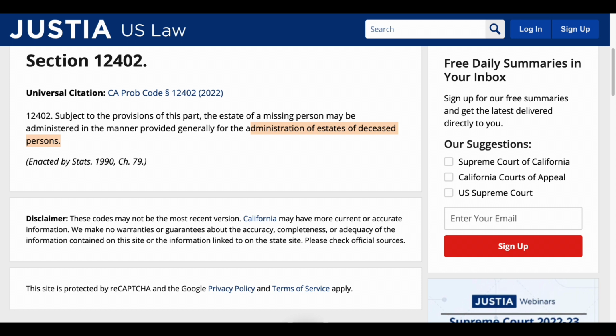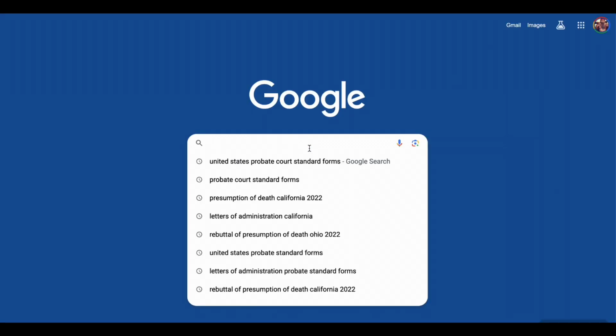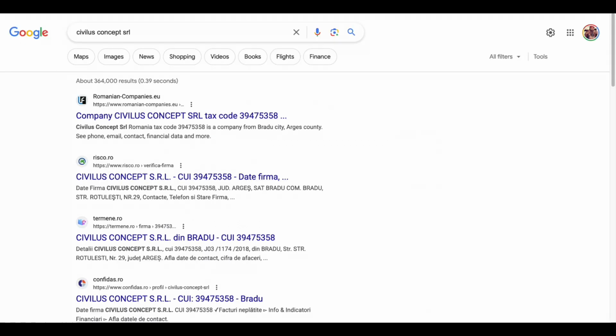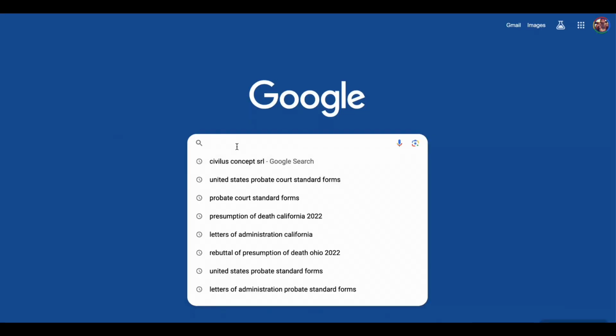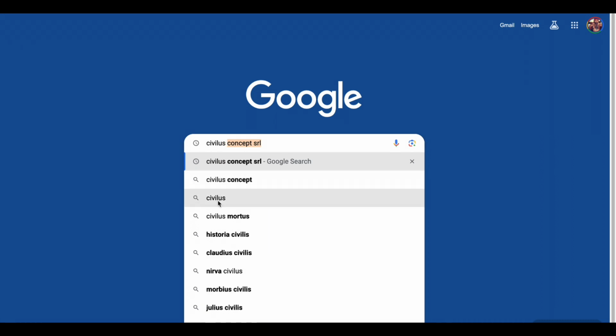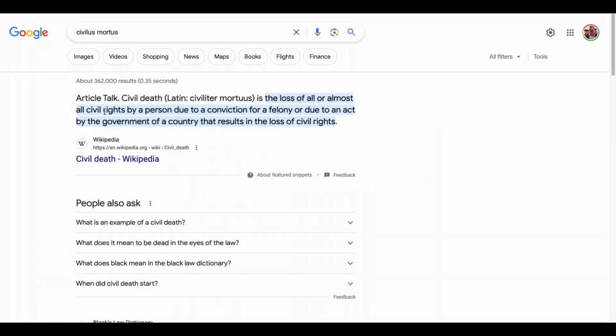Civilis mortuus. Let me see if I can look that up. I don't even know how to spell that. Civilis mortuus. How do I spell that? Make sure I spell it right. Civilis mortuus. There it is. I was right. Civilis mortuus. There it is. Mortis. Wrong thing, Mike. Clicked on the wrong thing. Mortis. Civil death.